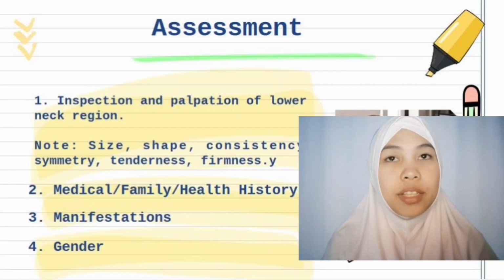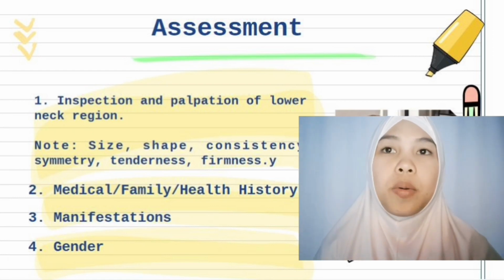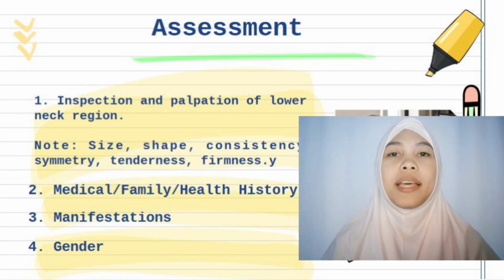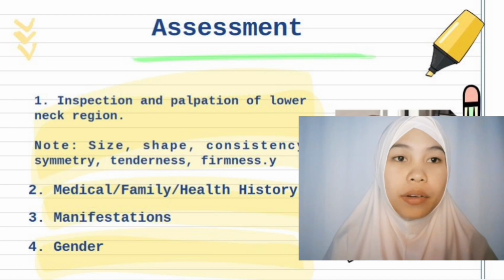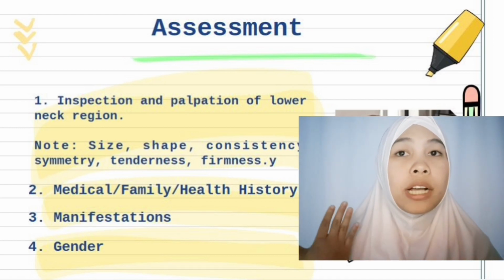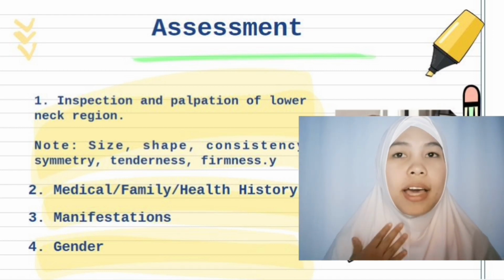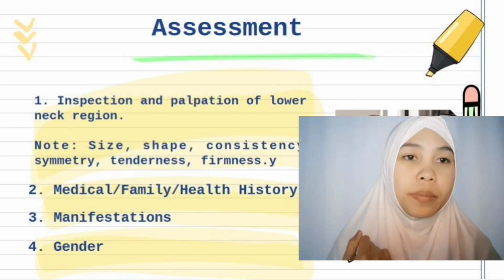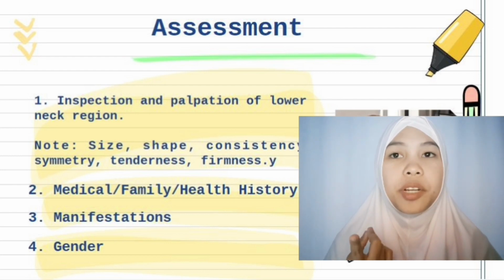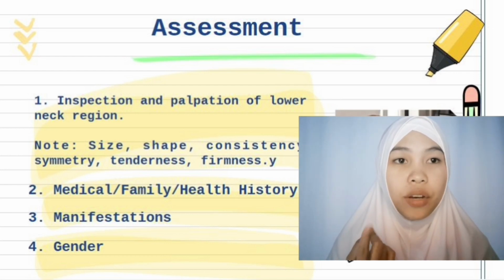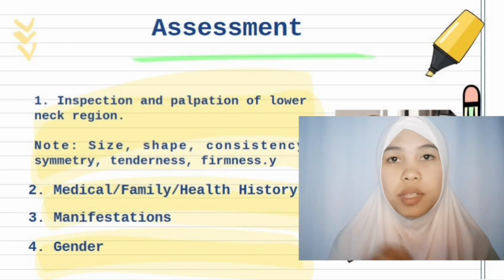Now let's proceed to the assessment. So for the assessment, we have inspection and palpation of the lower neck region. We will assess the size of the thyroid gland, the shape, the consistency, the symmetry, the tenderness, and the presence of firmness. Because firmness and tenderness can be an indication of Hashimoto's disease, correct?